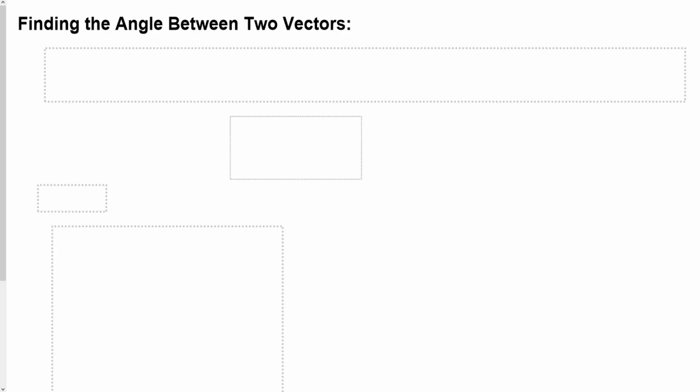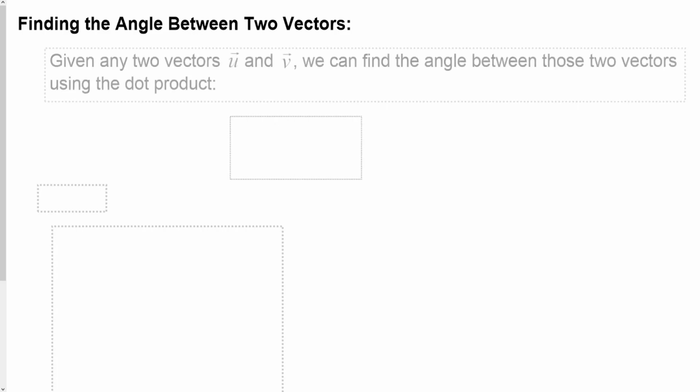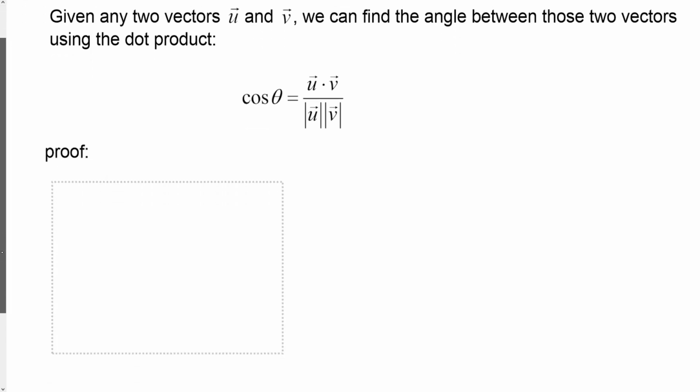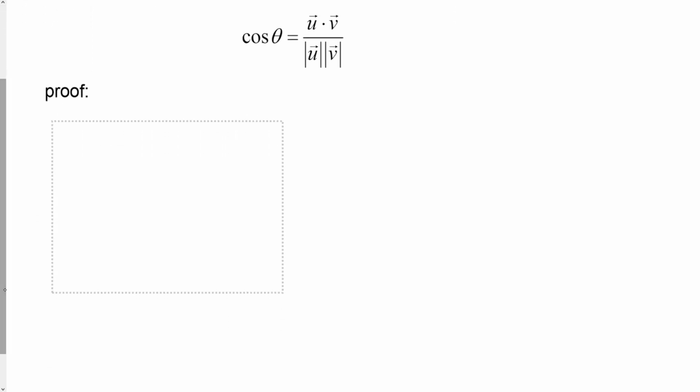Now, one of the main applications of the dot product is finding the angle between two vectors. So let's see how that happens. Given any two vectors, u and v, we can find the angle between those two vectors using the dot product in this formula. Cosine theta is u dot v divided by the magnitude of u times the magnitude of v. And I think it's instructive to see a proof of this, so let's walk through it.